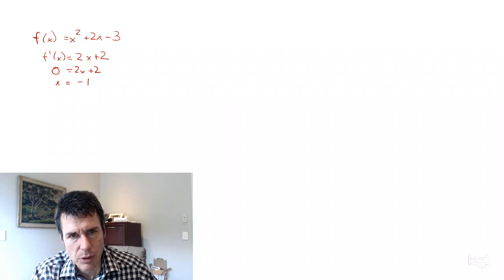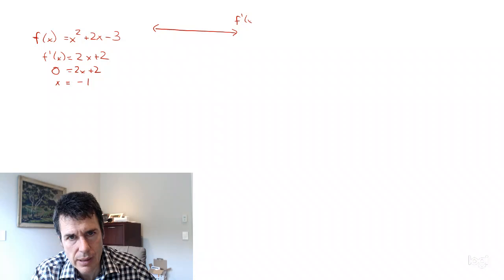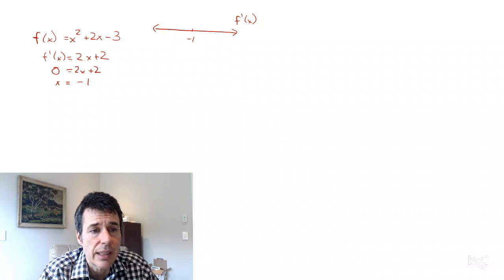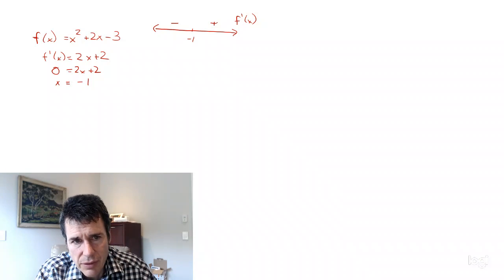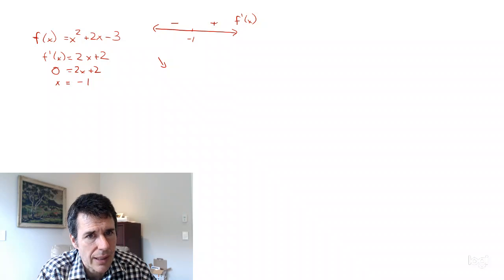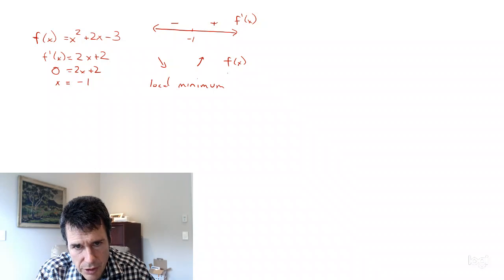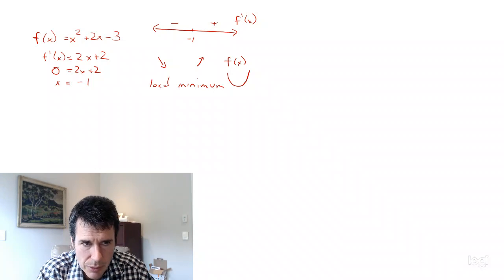And I am going to draw a sign chart for the first derivative. So we have one point which is negative 1. To the left of negative 1, the derivative f prime of x is negative, and to the right it is positive. So that means this function is decreasing to the left of negative 1 and increasing to the right of negative 1, which means we have a local minimum. Right? The function is going down and then it's going back up. Again, we know this function is a parabola, so it looks something like this.